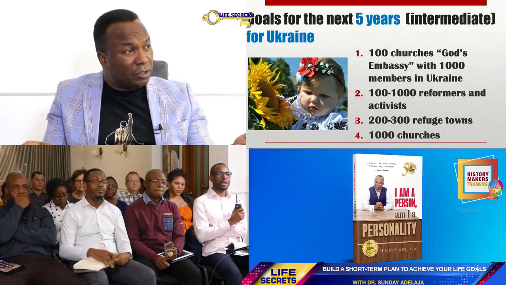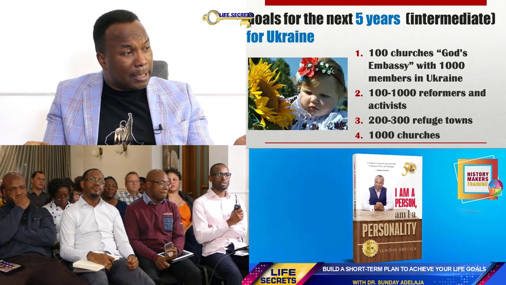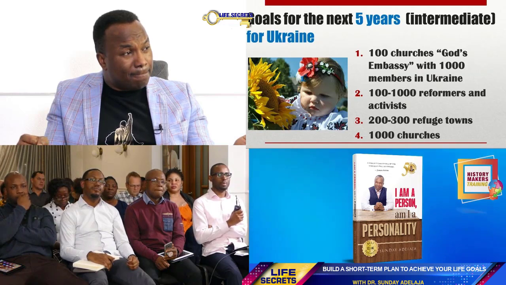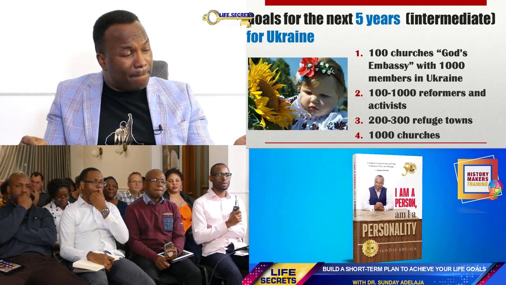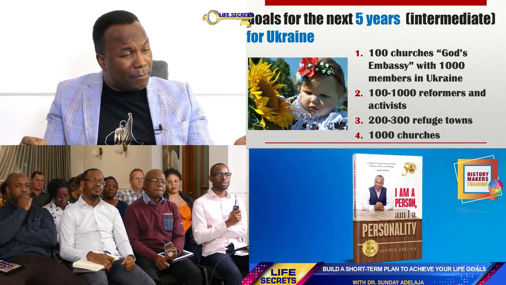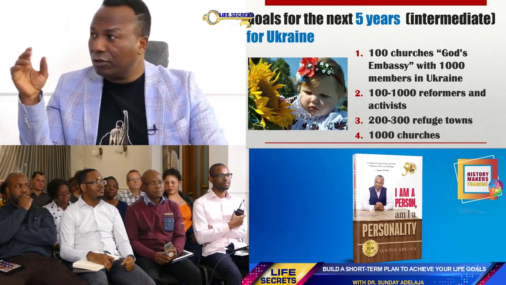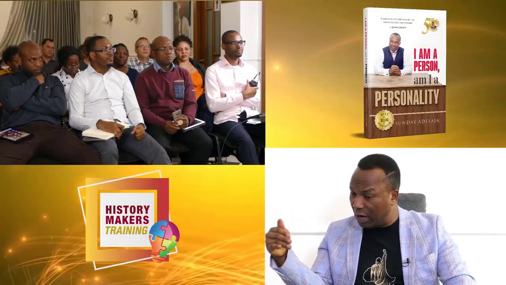Goals for the next 5 years, intermediate, for Ukraine. Number 1, 100 churches, God's Embassy with 1,000 members in Ukraine. Number 2, 100 to 1,000 reformers and activists. Number 3, 200 to 300 refuge towns. Number 4, 1,000 churches. Okay, so you remember your global purpose? You moved from that global purpose to the general plan and wrote the specifics.